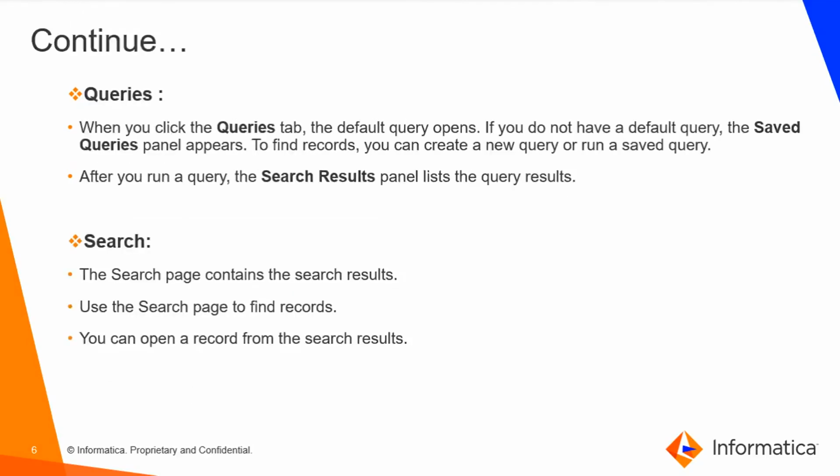Next is the Queries tab. When you click on the Queries tab, the default query opens. If you do not have a default query, the Saved Queries panel appears. To find records, you can create a new query or run a saved query. So when you go here, you can find different records based on the query filters.